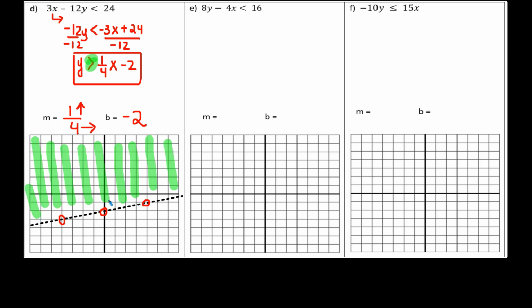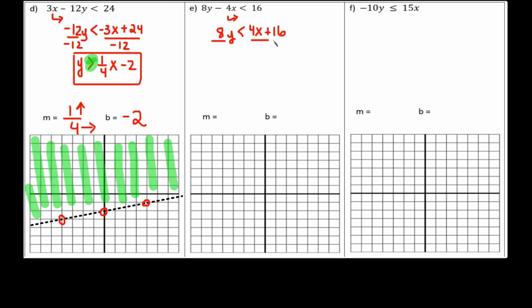Okay. Let's go on to the next problem. The next problem, again, we don't have the y alone, so we're going to move the 4x to the other side. So this would be 8y. The 4x comes down, comes over as positive 4x. We bring down the 16.